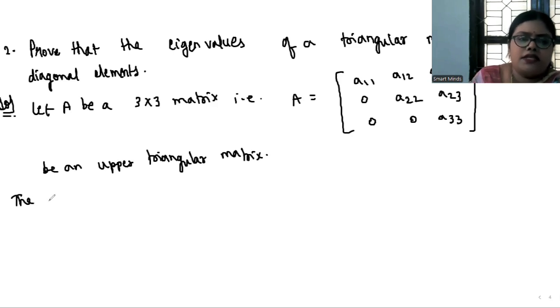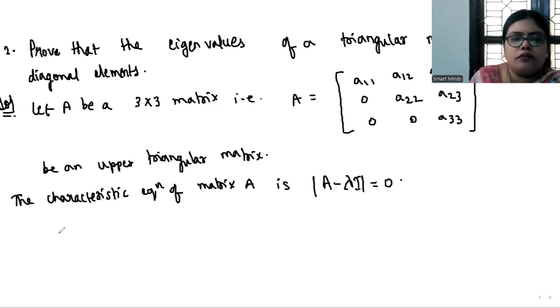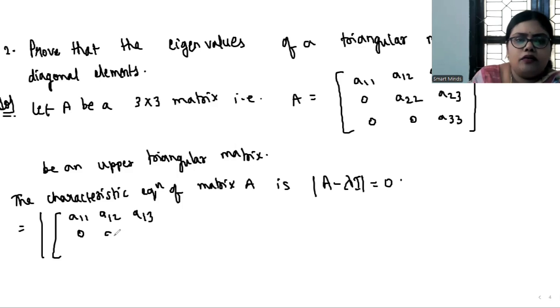The characteristic equation of matrix A is determinant of A minus lambda I is equal to 0. That is determinant of what is A? A11, A12, A13, 0, A22, A23, 0, 0, A33.